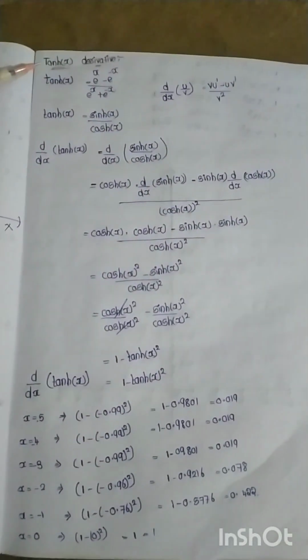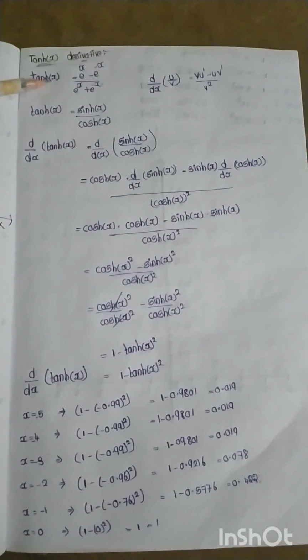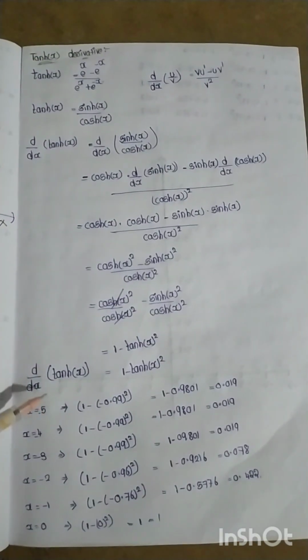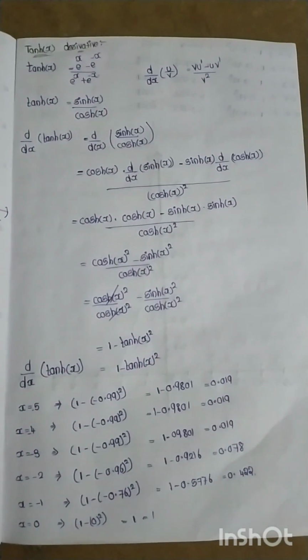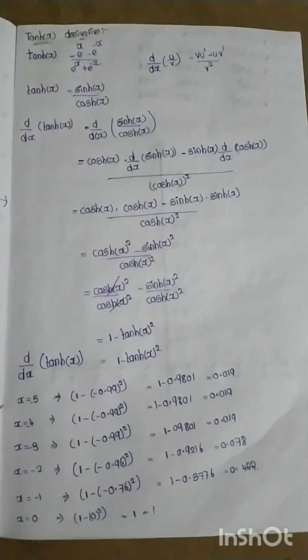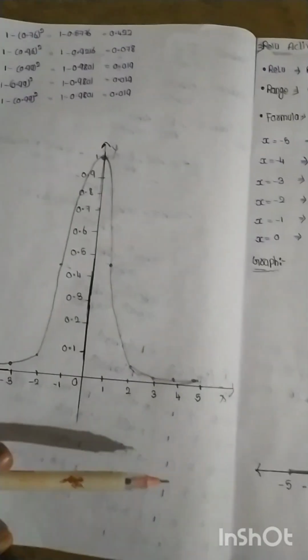activation function. The derivative of the tanh x activation function is 1 minus tanh of x square. For the graph, I have taken the values from minus 5 to 5 and substituted them in that formula, and I am getting some values. So the derivative of the tanh activation function is like this.